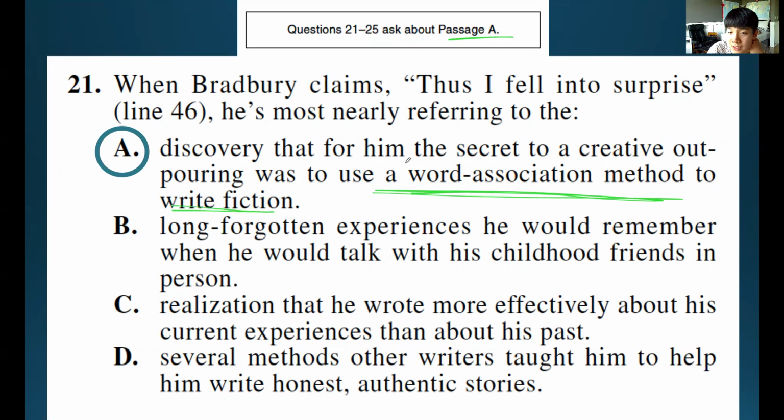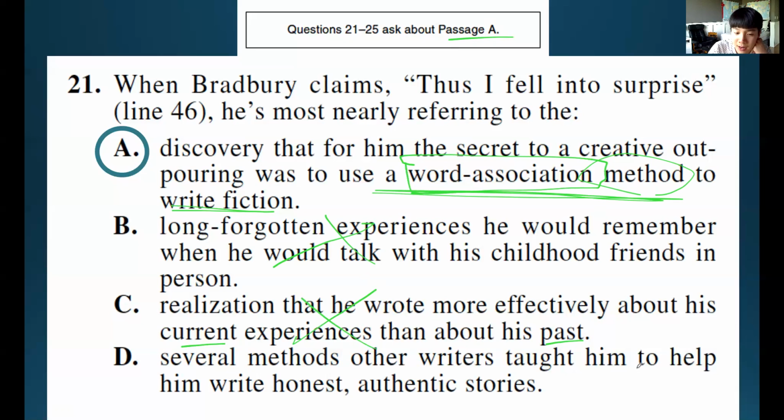You really didn't even need to know what a word association method is. You just need to know he's using a different method, right? This says, "Long forgotten experiences..." Well, he's talking to his childhood friends, but he is not recalling long forgotten experiences to get better writing. Realization he's writing more effectively about his current than his past? No, I think it's the opposite of that.